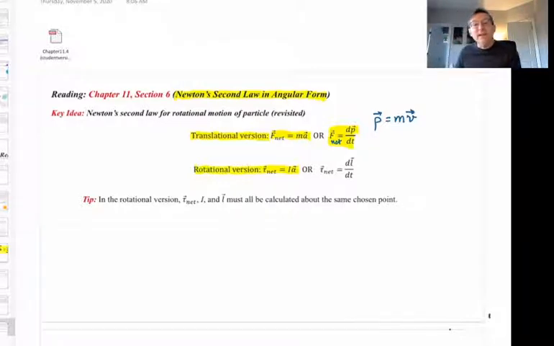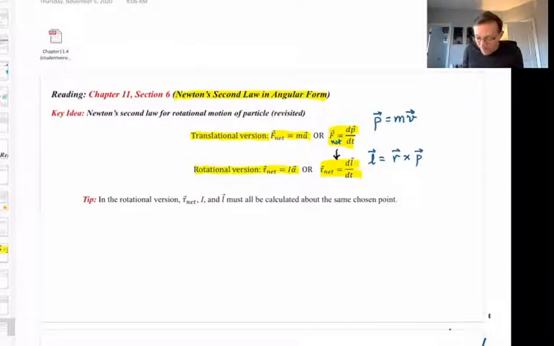F net equals dp dt. What is that going to become when you look at the rotational version? Net force becomes net torque. And rate of change of linear momentum becomes rate of change of angular momentum. And that's the newest form of Newton's second law. For a particle, the net torque on the particle equals the rate of change of that particle's angular momentum. I will remind you that we have now learned how to calculate angular momentum for a particle. It's the vector product r cross p.